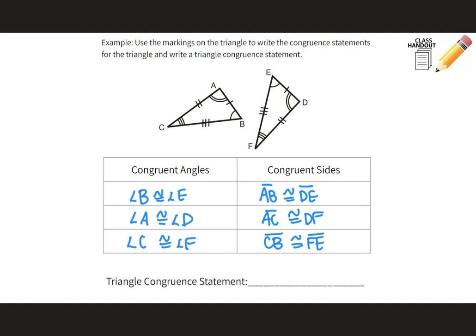Okay, so now that I've written out all my congruent statements, my congruent angles and my congruent sides, we can write a triangle congruent statement stating that the two triangles are congruent. So we're going to use the order of these letters to name the triangle. So I know I said in the previous lesson that the order of the letters doesn't matter. When you're writing a congruency statement, the order of the letters does matter. So I'm going to say triangle BAC is congruent to triangle EDF. So I went in this order, BAC is congruent to EDF.